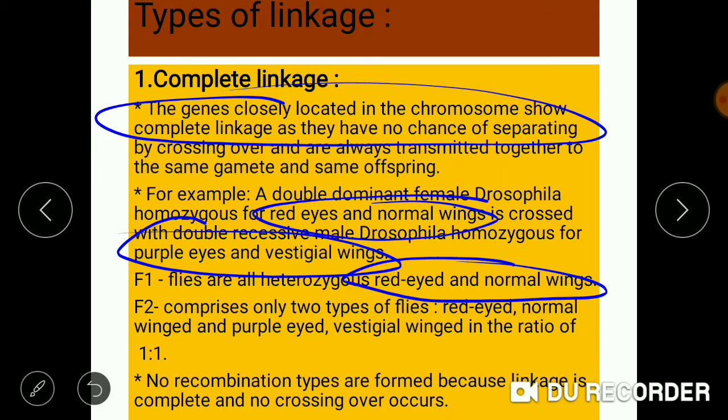Why? Because the linkage was complete, as the genes present in the chromosome were closely located. So they have not separated in crossing over. So there is no chance of recombination, as no crossing over has occurred.